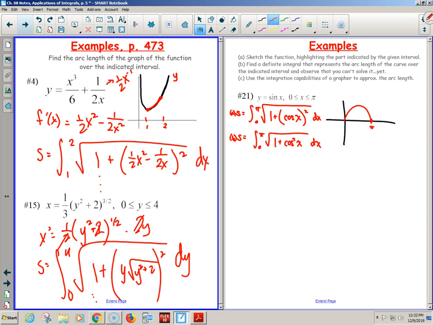How do we solve? u is 1 plus cosine squared. What could you do though, guys? Pythagorean property, right? Cosine squared is 1 minus sine squared. But 1 plus 1 is 2. It would need to be 1 minus cosine squared to make sine squared. You guys could keep thinking and thinking and thinking.